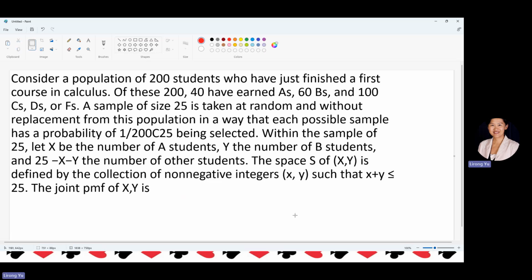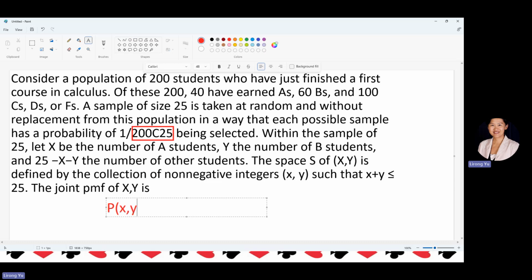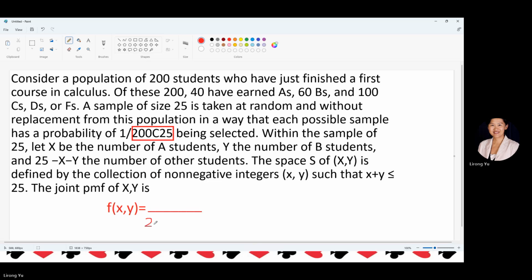So we're choosing 25 out of 200. That's why the denominator is 200C25. Out of the 200 students, we're choosing 25 students. So the number of ways of choosing 25 out of 200 is a combination number. How do we calculate this probability? The probability of X and Y, or you can just call that f of X and Y, is a probability calculation. The denominator is 200C25, 200 choose 25.